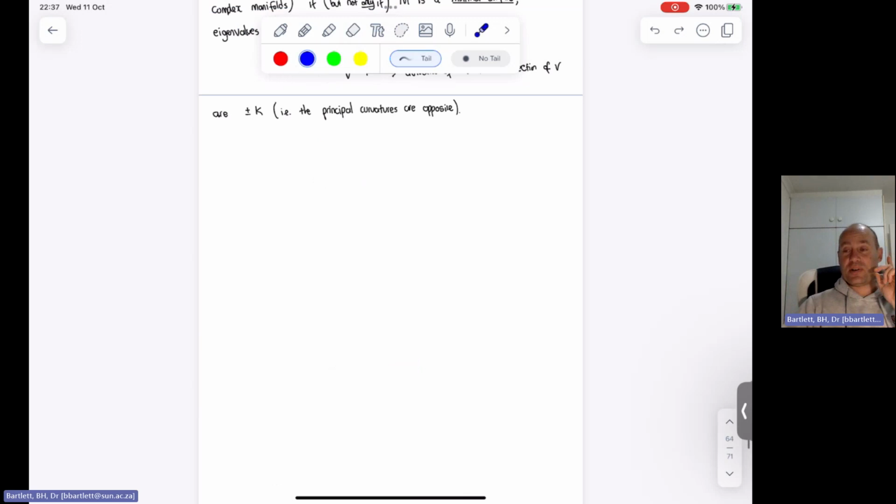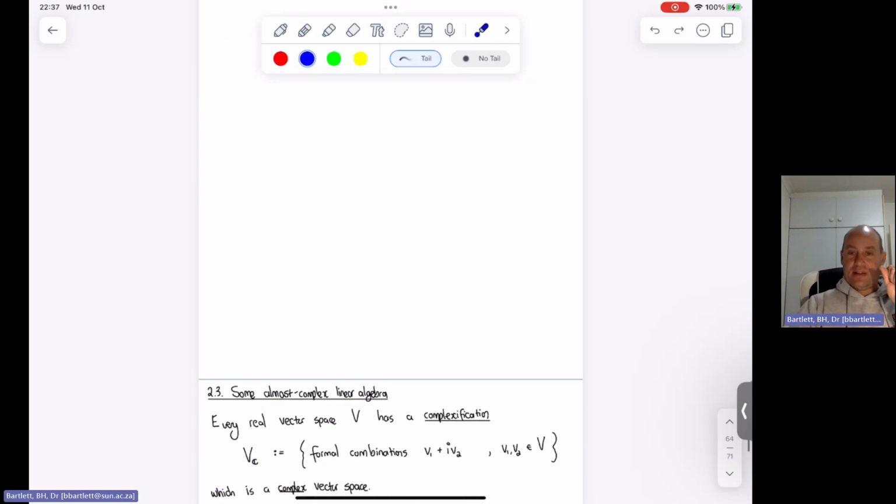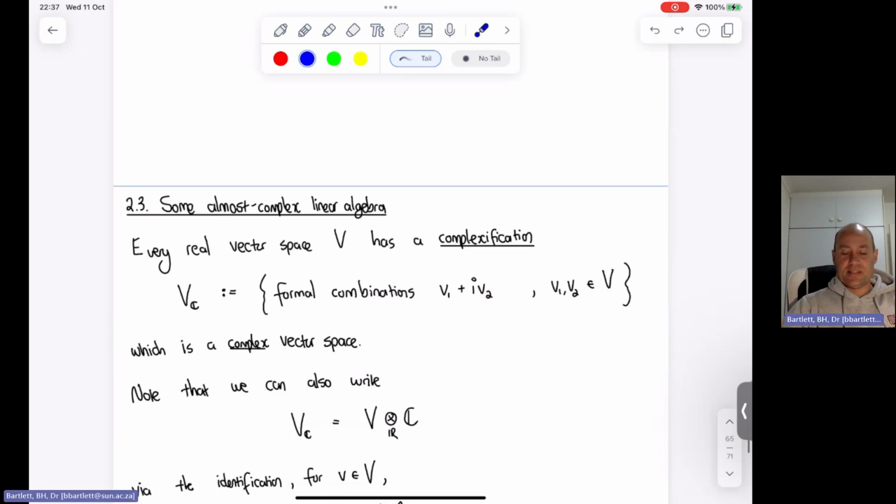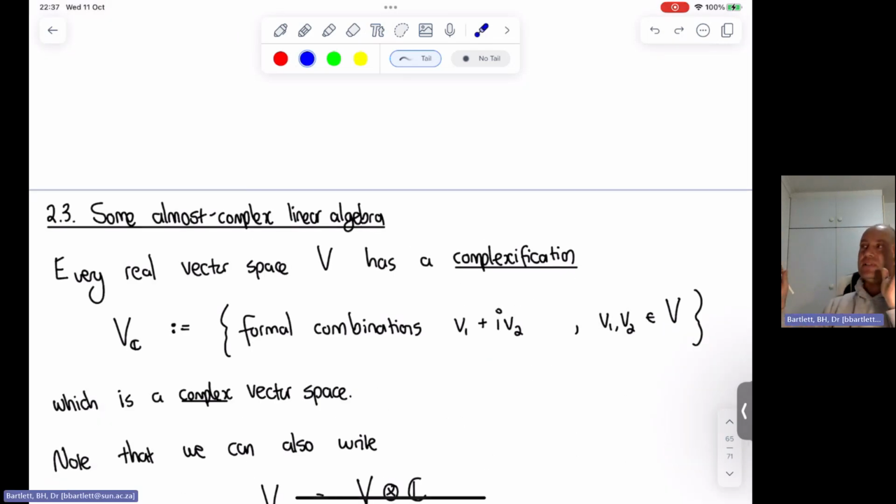Good. So I've spoken about complex manifolds. I've spoken about almost complex manifolds. And now let's do some almost complex linear algebra. Okay. So forget about manifolds. Let's just put on our linear algebra hats again.